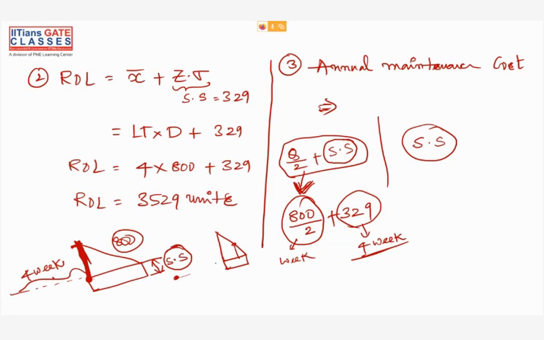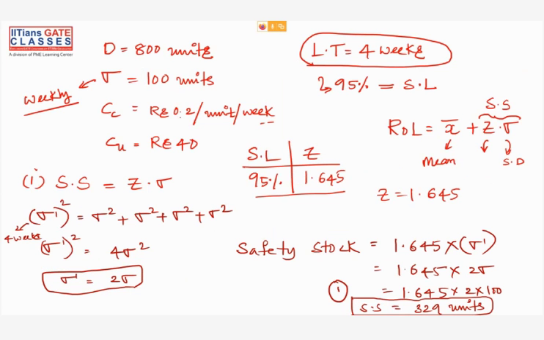So that is the reason, I guess, you have to calculate only the maintenance cost for safety stock. If you are calculating the annual maintenance cost for safety stock, what is the safety stock? Safety stock is 329 units. For carrying these 329 units annually, what is the cost being asked? So the annual maintenance cost will be 329 into CC. What is the CC given? CC given is 0.2 per unit per week.